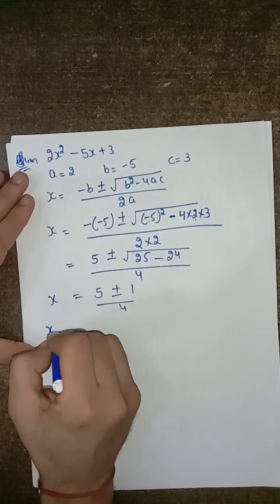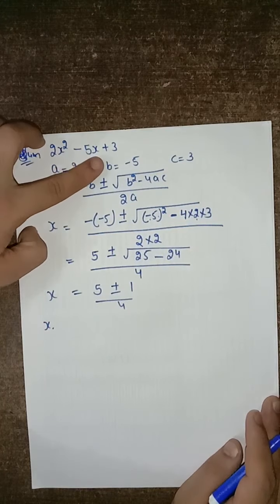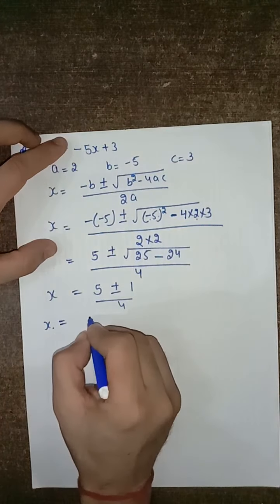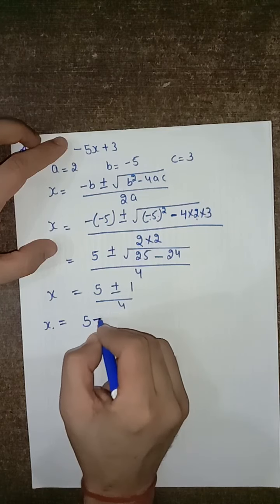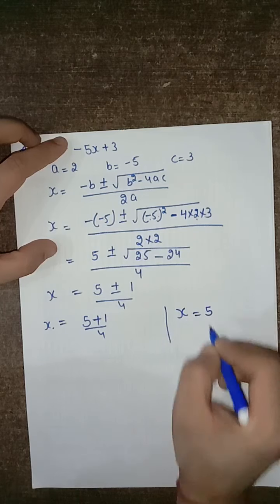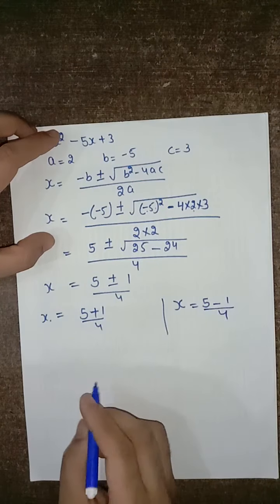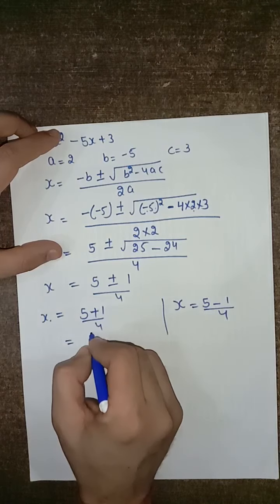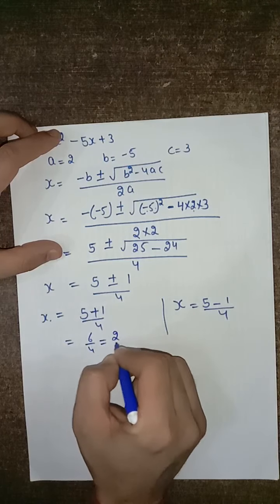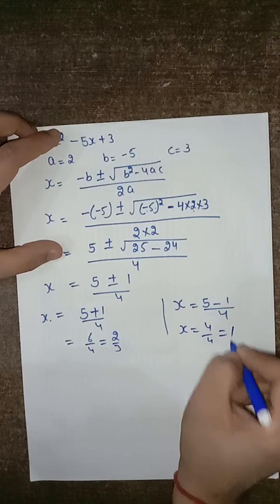The 2 roots of 2x square minus 5x plus 3 will be: the first root is 5 plus 1 divided by 4, and the second root is 5 minus 1 divided by 4. This will become 6 divided by 4 equals 3 by 2, and 4 by 4 equals 1.